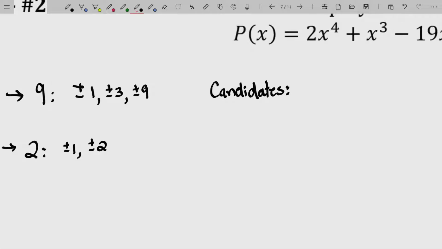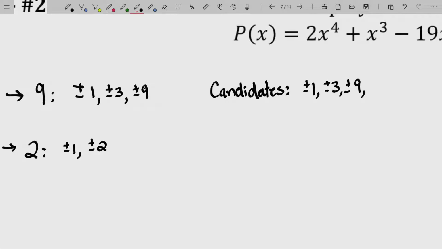It might be useful to see how they all look. So notice it's just going to be the same list right here, plus or minus 1 over plus or minus 1, and then plus or minus 3 over plus or minus 1, and then plus or minus 9 over plus or minus 1. So you're always going to have that first, your top list will always be the first set of candidates.